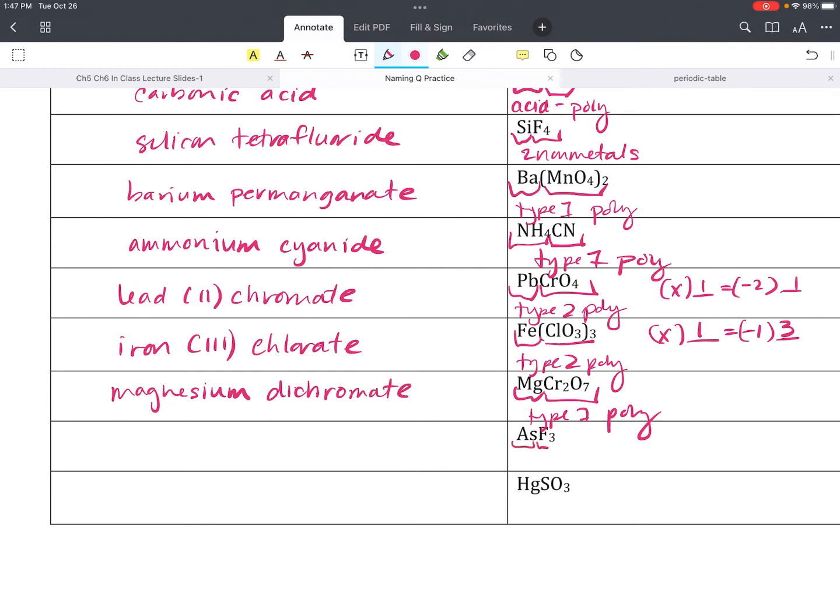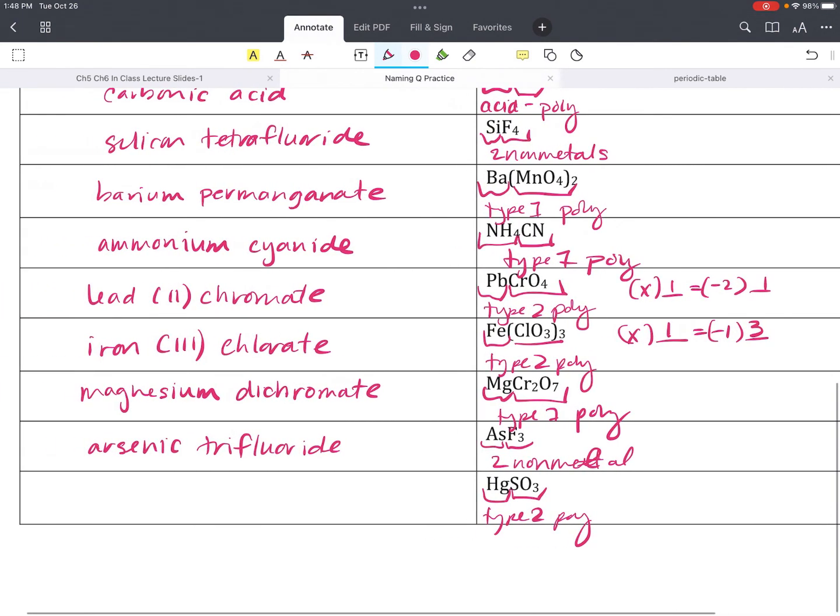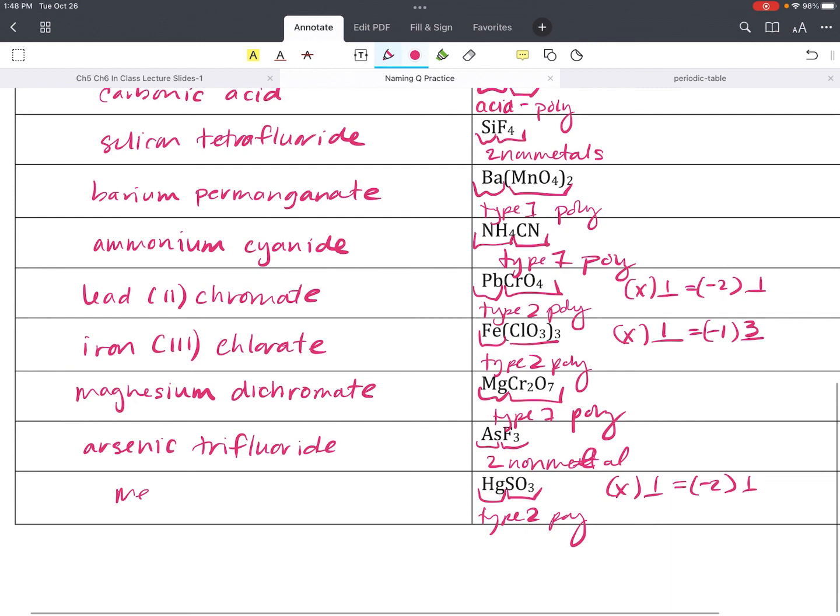Next up, we have this and this, so it's binary, which means it'll end with ide. And we'd go look at our periodic table and check, and it is indeed 2 nonmetals. And so we'll write what it says, which is arsenic trifluoride. And then here, we'd say, metal, poly, and this is a type 2 poly, so we have to work backwards again. I don't know the charge of this, but I have one. The charge of sulfite is -2, and I have one of them, which means that my metal's charge must be 2, so it's mercury(II) sulfite.